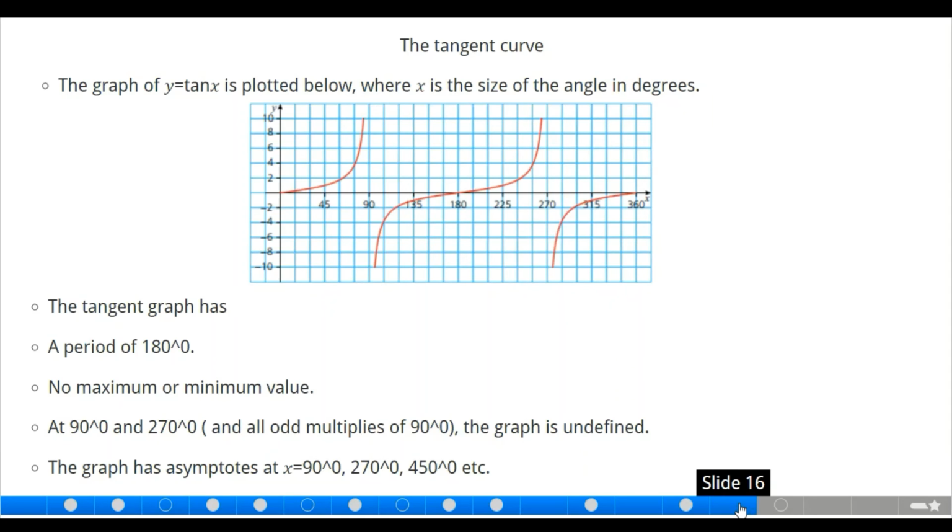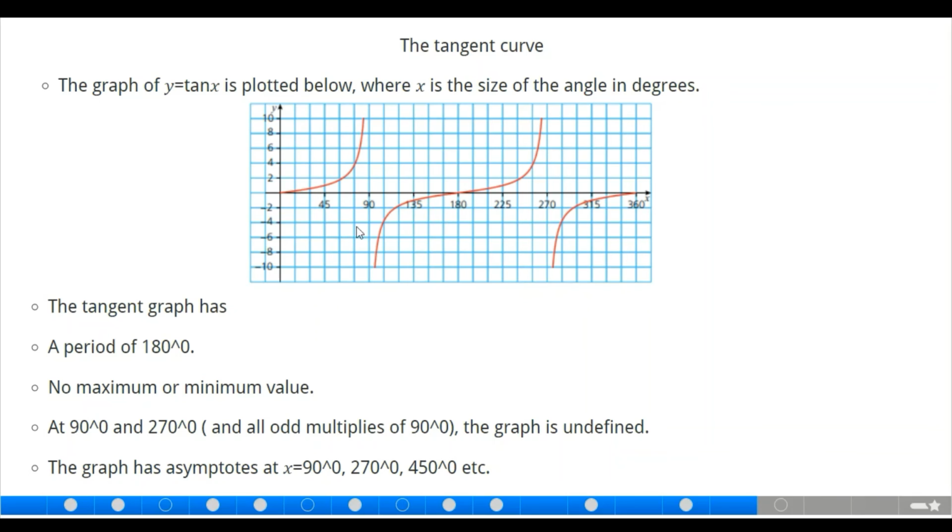Okay, now let's look at the tangent curve that we have here. The graph of y equals tan x is plotted below, where x is the size of the angle in degrees. So these are the fundamental rules for the tangent curve. This is how the curve looks at 45 degrees, 135, 180, 225, 270, 315, and 360 degrees. So the interval here is 45 degrees on the x-axis.